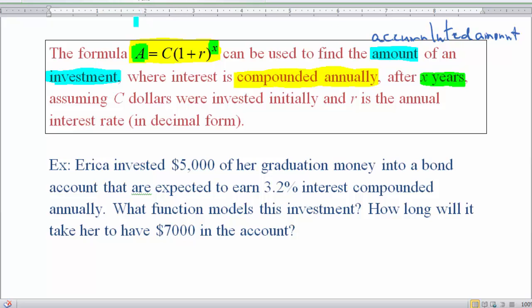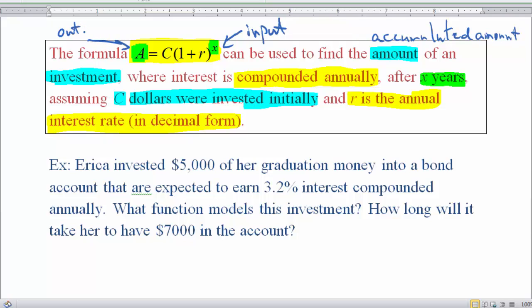And now the C and the R are going to be constants, right? The C is going to be the number of dollars that were invested initially, okay? And the R, of course, is going to be the annual interest rate, but expressed in decimal form, okay? So C and R are going to be known values. They're going to tell you what C and R are, and you're just going to have to plug in various values for x or values for A, right? So the input is really the x, which is the time, and the output is the A, which is the accumulated amount, okay?